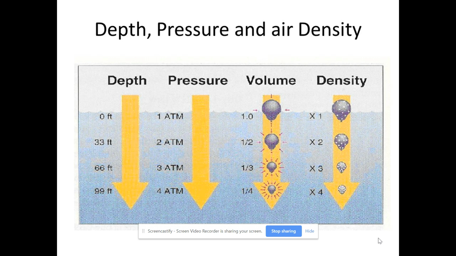If we take a balloon at the surface and look at it, look at what size it is. And look to the right, and you'll see how spread out the air molecules are inside it. But as you move down, look what happens to the size of the balloon. It gets smaller and smaller, and the molecules become more and more compressed. At 99 feet, it is only 1/4 the size that it was at the surface, and the density is 4 times what it was at the surface.